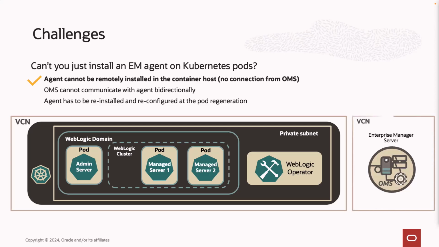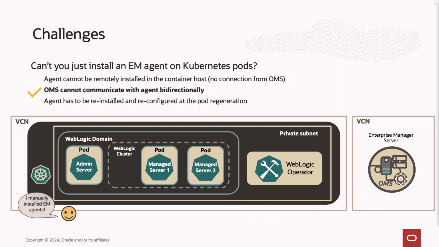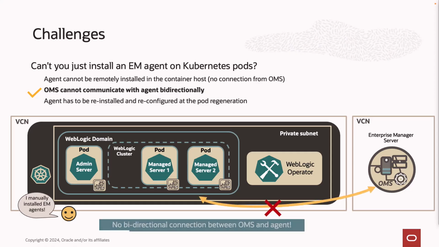And what this means is that the Enterprise Manager that resides in a different VCN does not have direct access to the container host. You won't be able to push to install the Enterprise Manager agent to it. So that's one problem. Even in the case you somehow manage to manually install the Enterprise Manager agent in the pods, there is still a problem because there is no bidirectional connection between the EM agent and the Enterprise Manager server, which is required for the EM to work properly. So that's a second problem.